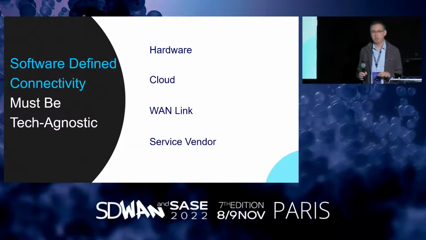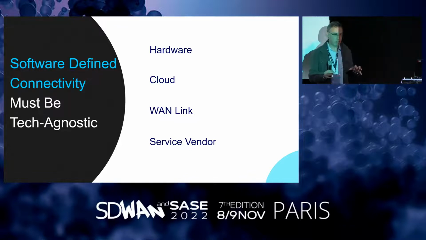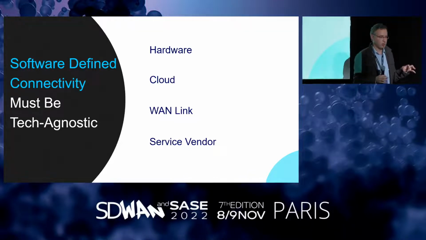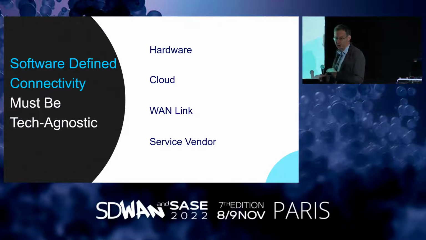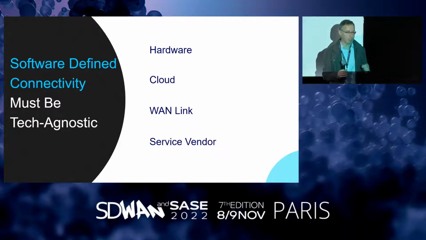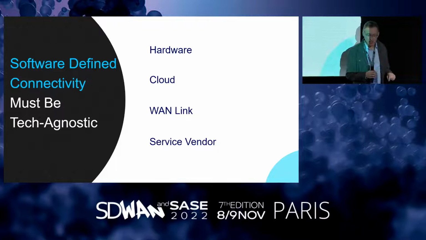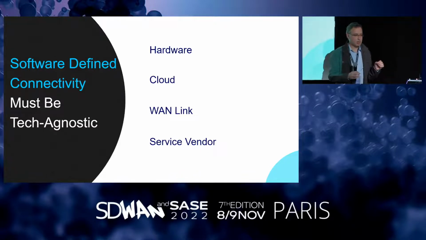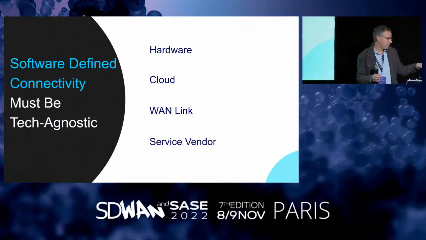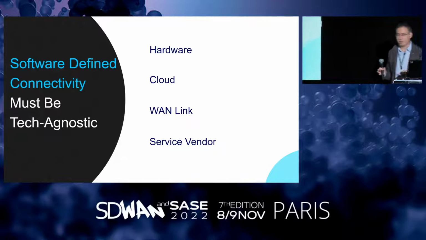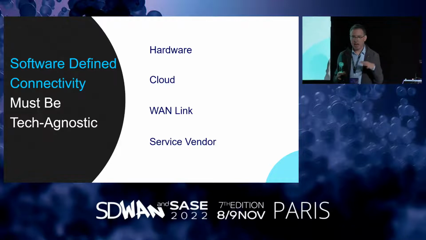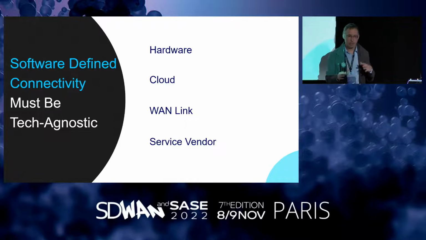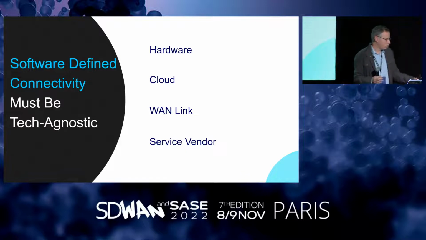So in order to do that, what I argue is that software-defined connectivity or software-defined network must be tech agnostic. And by tech agnostic, I mean it in 4 different aspects. The first one is being hardware agnostic. The second one is being cloud agnostic, or agnostic to the cloud provider or the type of cloud. Third, link agnostic, so we can work on any link, and service vendor agnostic. So let me quickly go over all these aspects of being agnostic in more detail and see what the service provider benefits of doing so are.